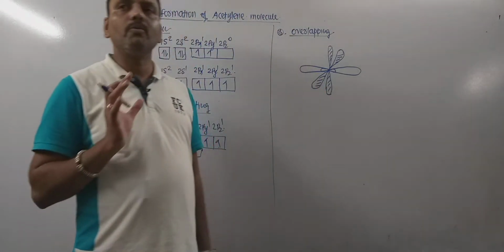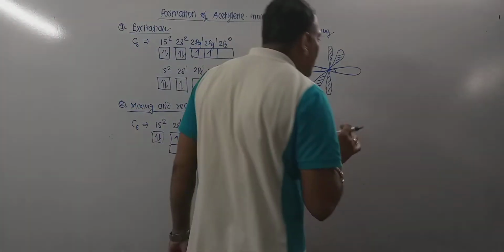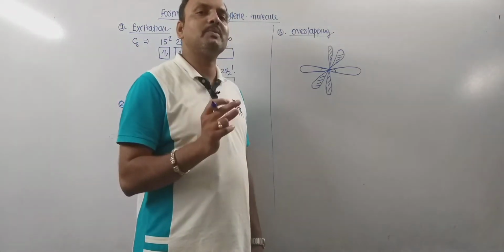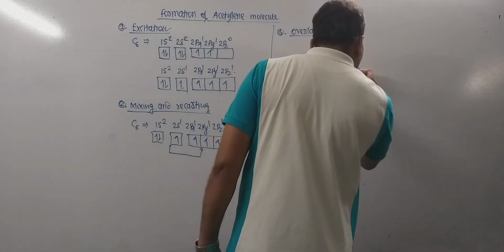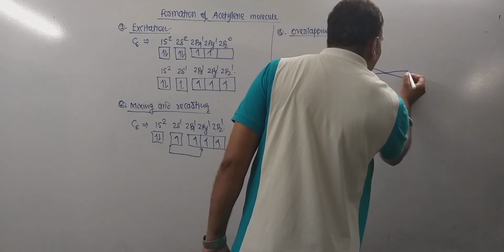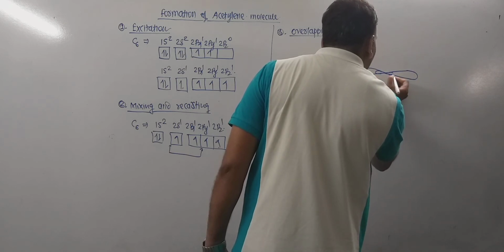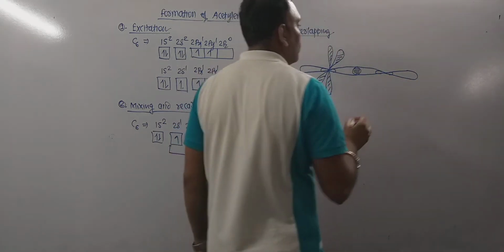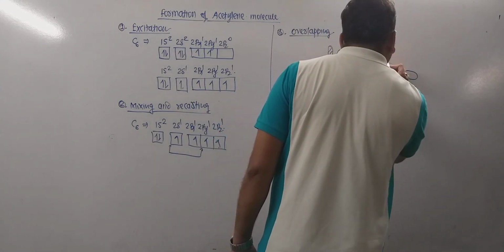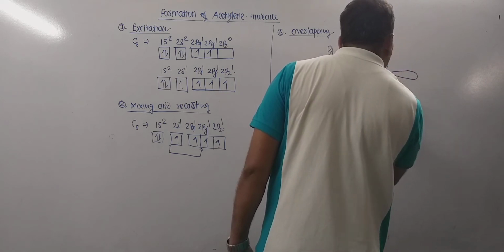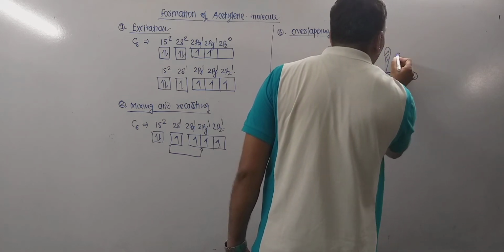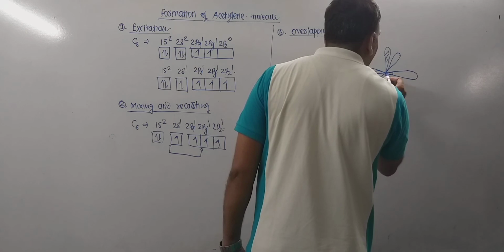So what happens during the formation of a bond? The sp hybrid orbital of one carbon prefers to overlap with the sp hybrid orbital of the other carbon. Due to sp-sp overlap, a sigma bond is formed between the two carbon atoms. So the sigma bond formed between two carbon atoms is the result of sp-sp overlap. Now each carbon atom has one hybrid orbital again.